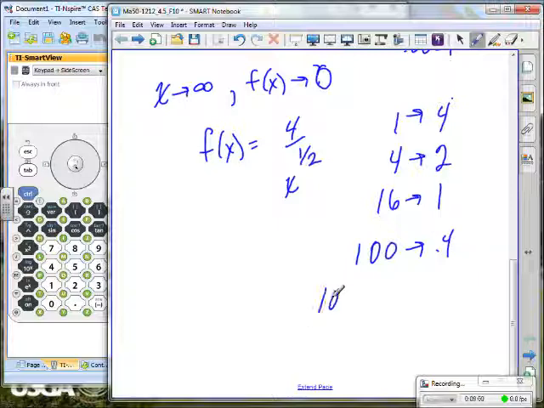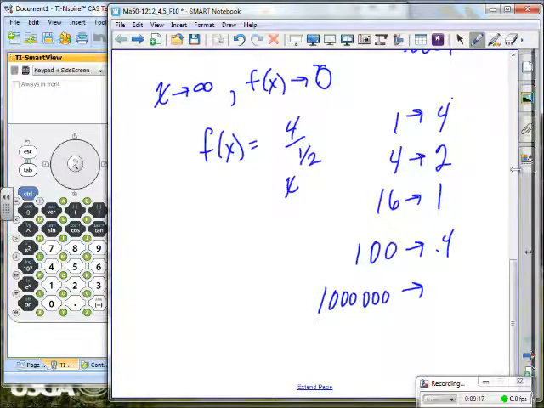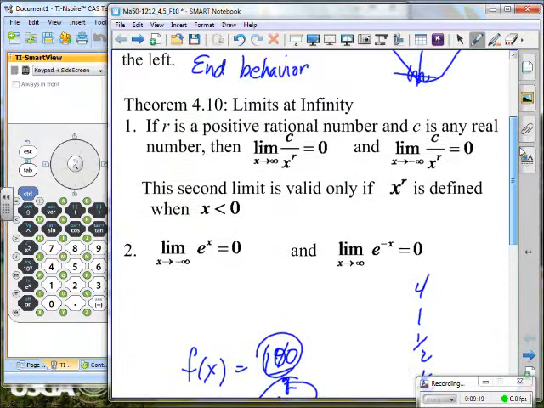If I put 1,000,000 in there, what's still going to happen? It's still going to bring it down to 0. Okay, so that's what this theorem is saying. Intuitively, as the denominator is changing but that numerator is not, then you're going to have a progression towards 0.